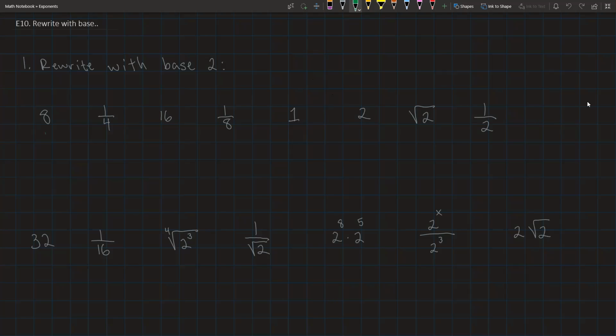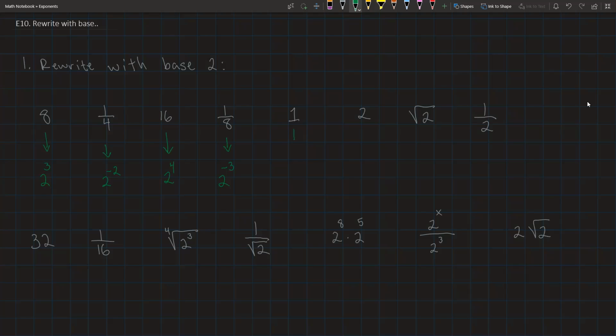So 8, how can we write 8 with a base 2? It's going to be 2 with an exponent of 3. So 2 to the third is 8. That's the idea if you didn't understand. 1 over 4, because the reciprocal should be a negative, is 2 to the negative second. 16 is 2 to the fourth. Let's see if you got a negative exponent here. And it is negative 3.